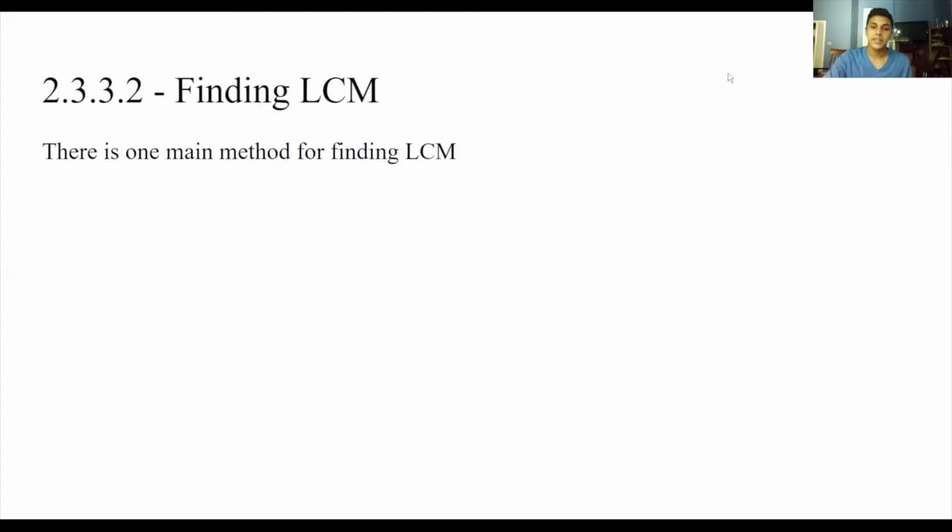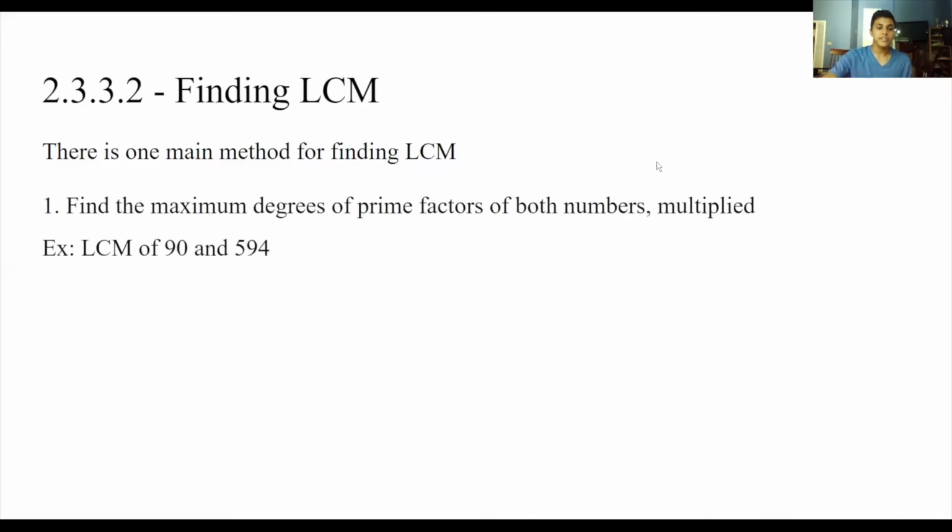So as I said, there's one main method for finding LCM. And that's that you have to find the maximum degrees of prime factors of both numbers, multiplied. That might be a little bit confusing, so I have an example here. I find the best way to explain how this method works is through example. So we're going to be using this method to find the LCM of 90 and 594.